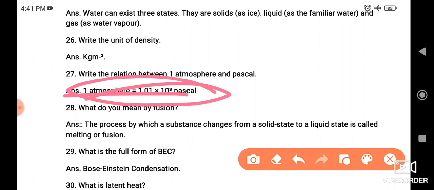Then what do you mean by fusion? Fusion means melting. The process by which a substance changes from solid state to liquid state is called what? Melting or fusion. Mark question number 28 also, this is also very important. Fusion and melting are the same only.